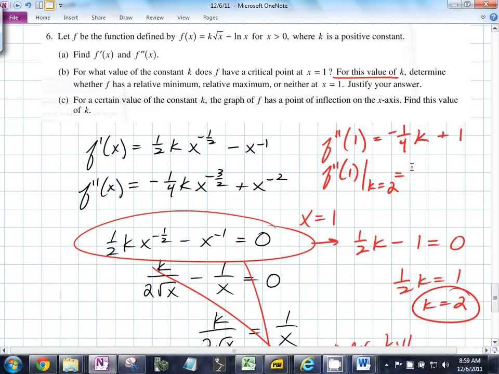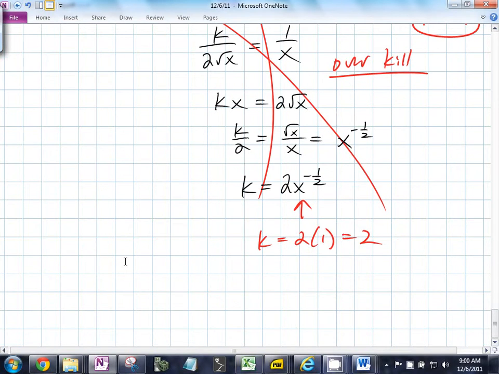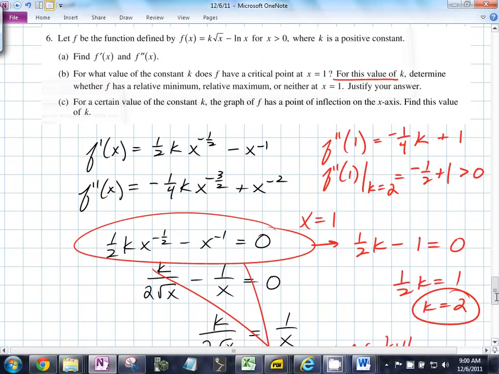So therefore, if the second derivative is positive, the graph is concave up when x equals 1 and k equals 2. So what happens there? And does it ask you for absolute? What does it ask you for? Relative minimum. Does relative mean local? Yes, for that point, for that one right there.